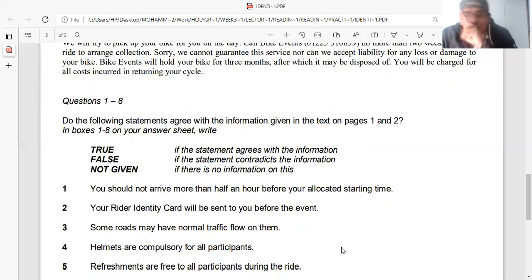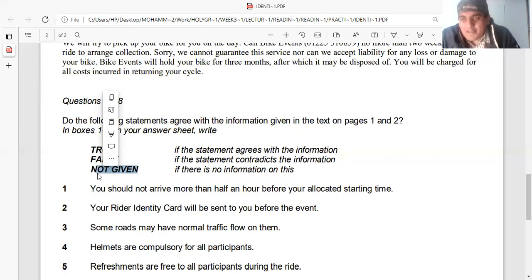So far, we have noticed 2 things. Number 1, the answers have come in chronological order. Number 2, we haven't been able to find our answer for question 2. Since nothing regarding the rider identity card has been mentioned in the passage, there is insufficient information regarding the question statement, because of which we will say that the answer for question 2 is not given. And by the way, one more pro tip.